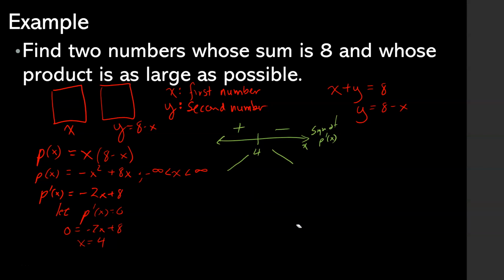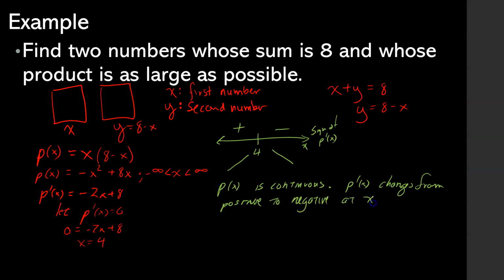Okay, so now we need to justify. So let's see. P of x is continuous. That's important because a function can't have a local maximum if that function is not continuous at that place. And we can just put period, p is continuous everywhere. P prime changes from positive to negative at x equals 4. So p of x has a local maximum when x equals 4.